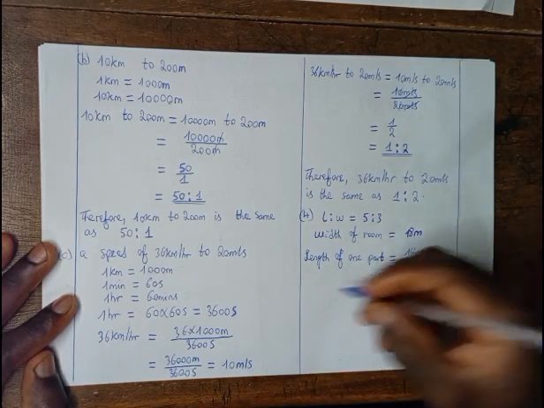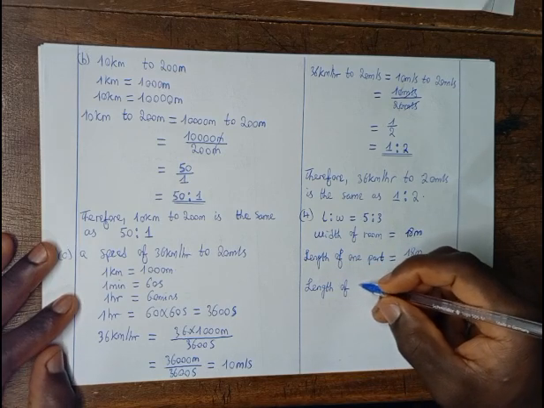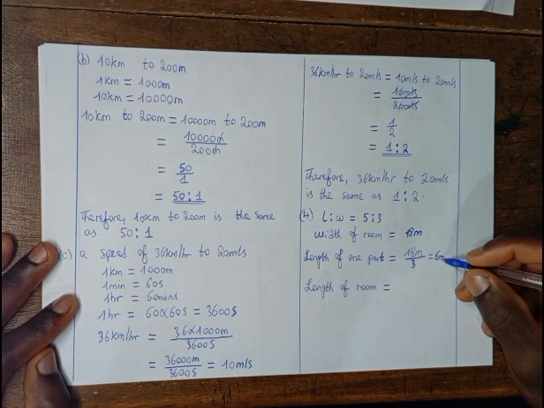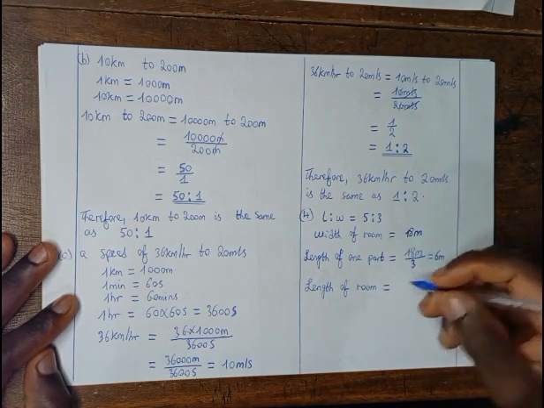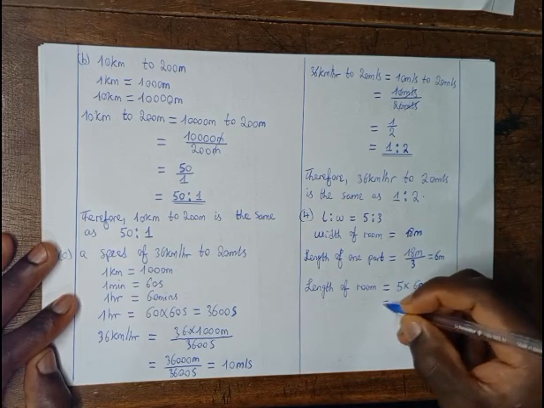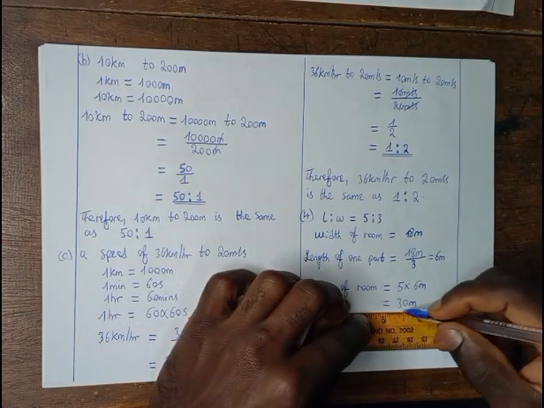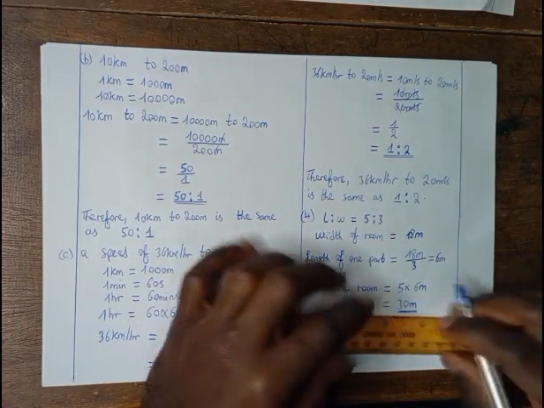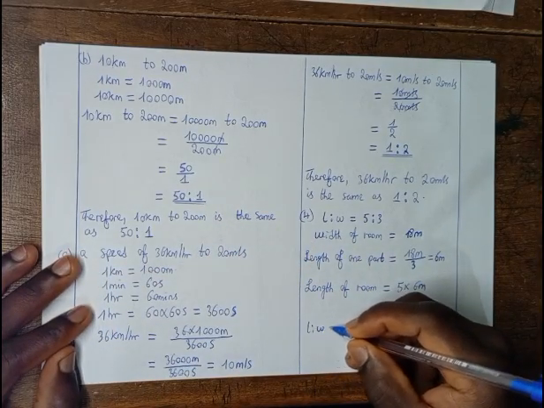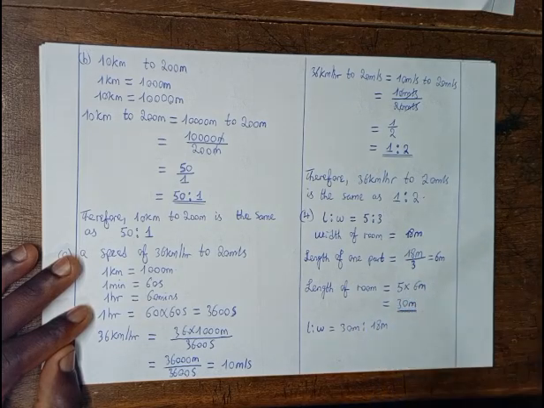So the length of that room now will simply be equal to length of room. For us to get the length of that room, we are simply going to multiply the length of one part by 5. We are going to take 5 times 6 meters. This will simply be equal to 30 meters. You can say the ratio of the length of that room to the width is the same as 30 meters is to 18 meters.